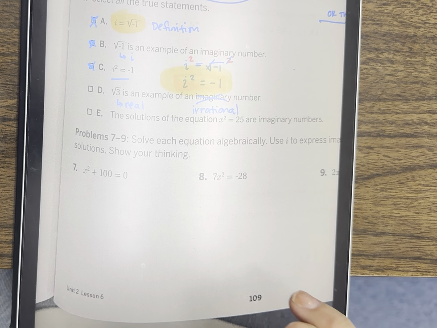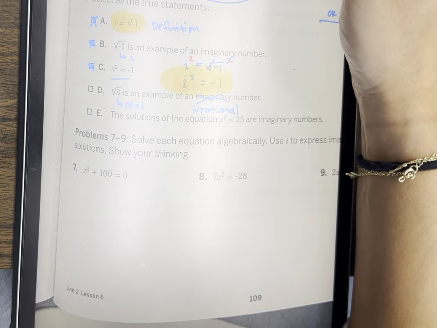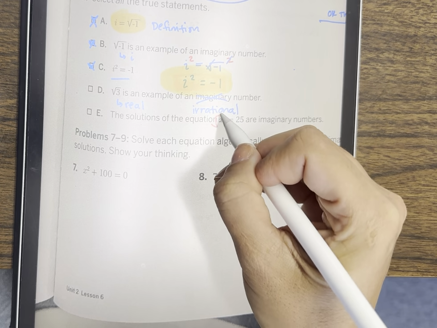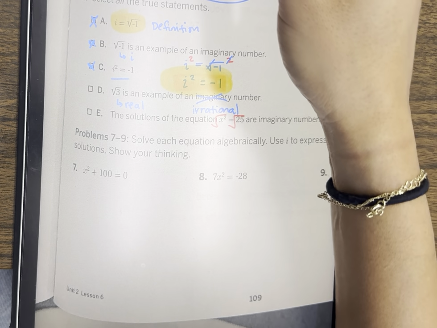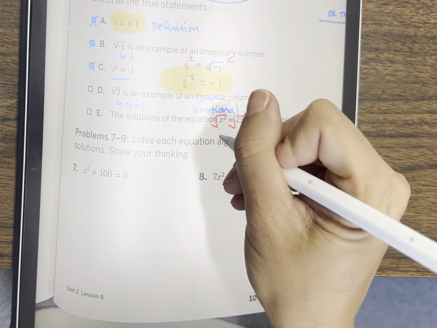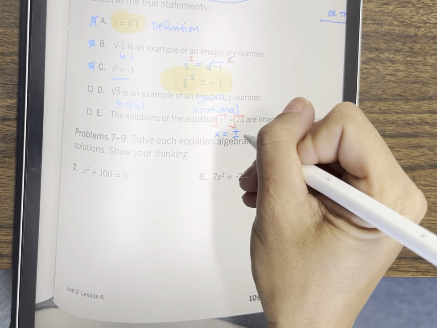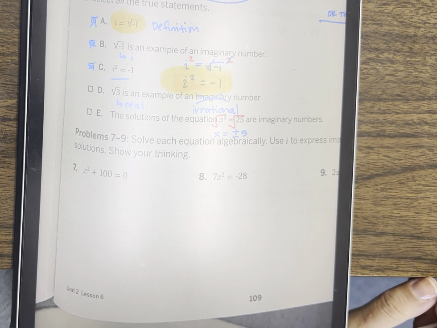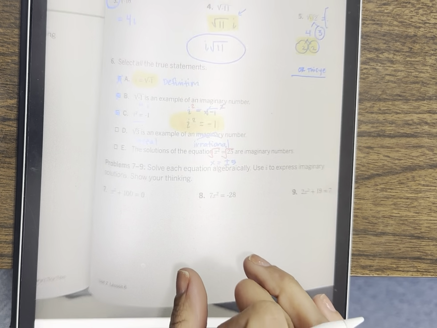It's very much real. The solutions of x squared equals 25 are imaginary numbers. I'm not really buying it, you guys. Take a look. Square root both sides, and we get x equals plus or minus 5. I didn't run into any brick walls. I didn't get any negatives in a square root. No, it's not.